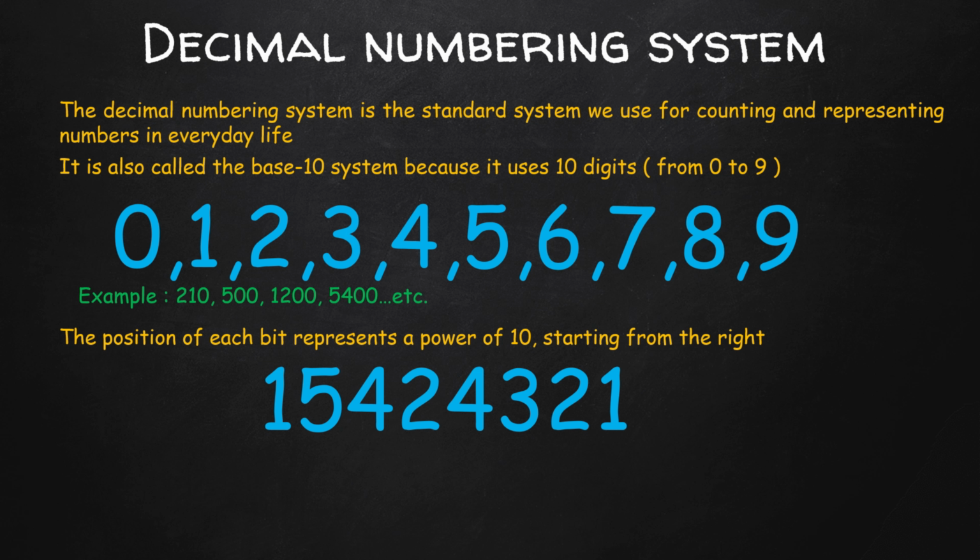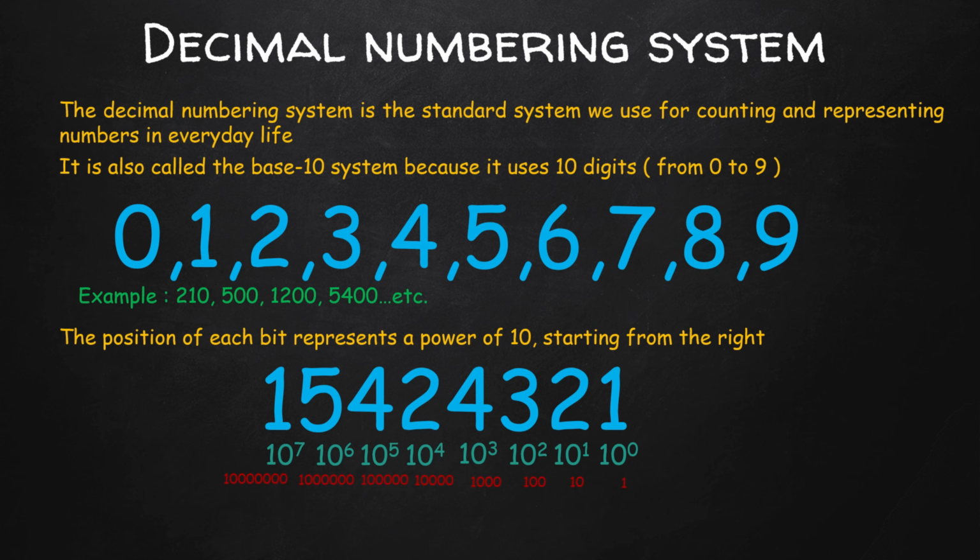So this is an example of a decimal number. You can see it. And what is the value of this number? This is called 1,50,24,321. And in this decimal number, as we said, each digit represents a power of 10, starting from the right side. So we can say the 1 represents 10 with the power of 0, 2 represents 10 with the power of 1, 3 represents 10 with the power of 2, 4 represents 10 with the power of 3, 2 represents 10 with the power of 4, 4 represents 10 with the power of 5, 5 represents 10 with the power of 6, and 1 represents 10 with the power of 7.